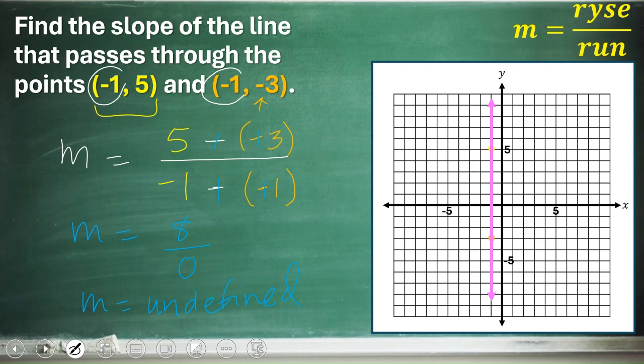All right, so how do we write the equation of an undefined slope? You're going to notice this line passes through the x-axis. So x equals our x coordinate, which in every single one of these points is -1. Your shortcut way of doing that is noticing that both of these points have -1 as the x value. That's how you write the equation.